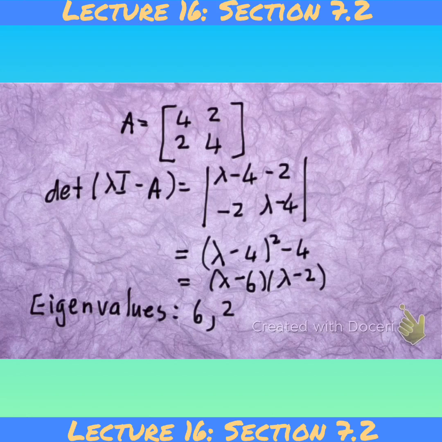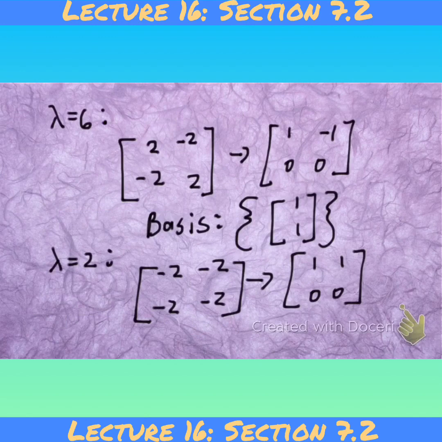So there we start off. We write the equation down. We get the determinant of that matrix, which is (lambda minus 4) squared minus 4, and then factorizing that, we get our characteristic equation. Setting it equal to 0 yields the eigenvalues 6 and 2 respectively. Then we go and find a basis for lambda equals 6.